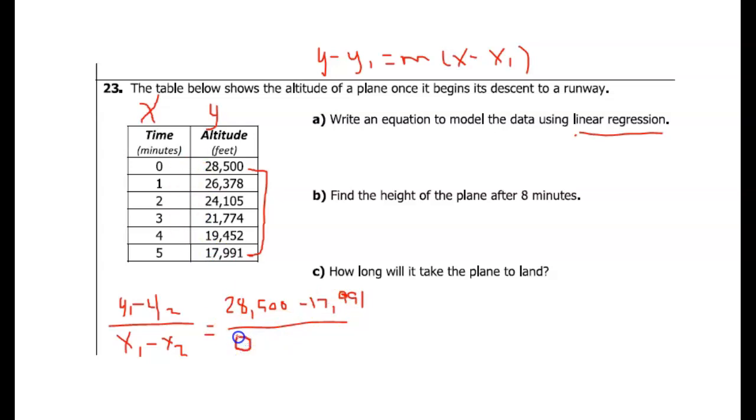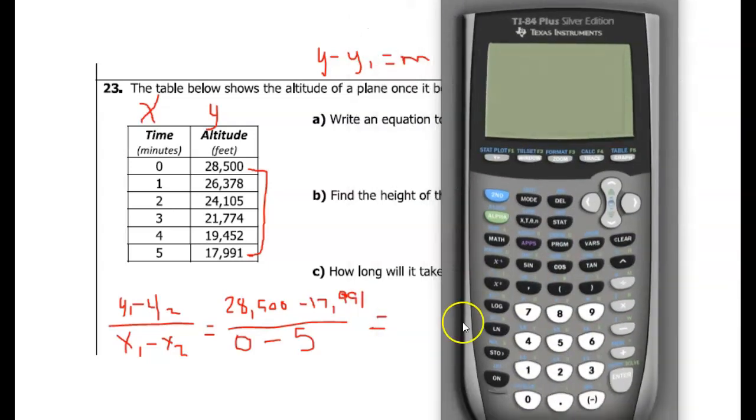So at 0, when the plane starts descending, minus 5 minutes. And it totally makes sense that the slope of this will be negative, because this plane is going down. It's descending, or the values are getting smaller. So it makes sense that I'll end up with a negative slope. So let's figure out what this slope is. I'm going to subtract 28,500 from 17,991.